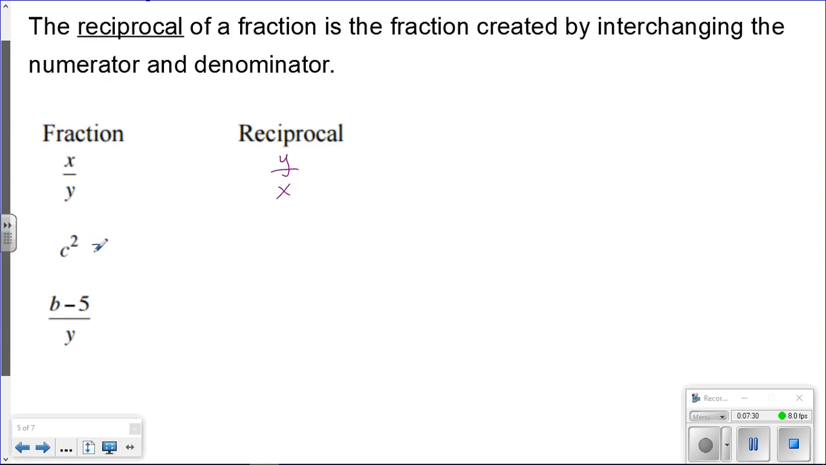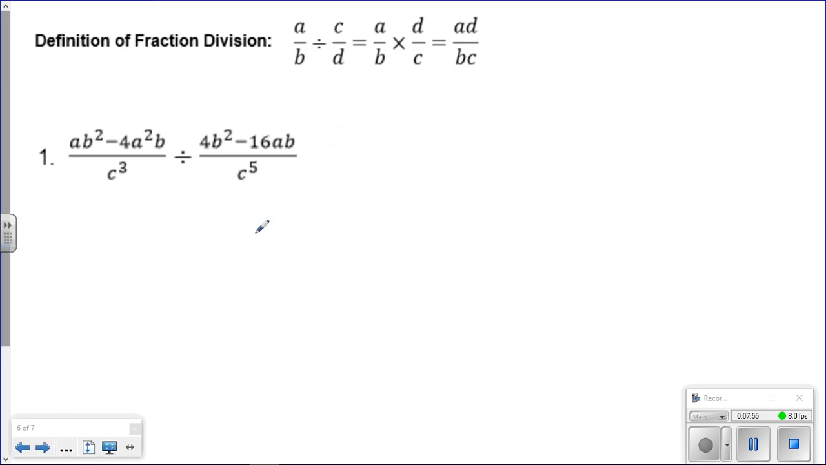Now, I talk about this all the time. If you have a whole number or something that's not a fraction, you can make it a fraction by putting a 1 under it, which makes this really easy to see, oh, the reciprocal is just 1 over c squared. And then b minus 5 over y, the reciprocal would be y over b minus 5. So pretty easy. You just flip the numerator and denominator, they change places. So we're going to use that when we're dividing rational expressions.